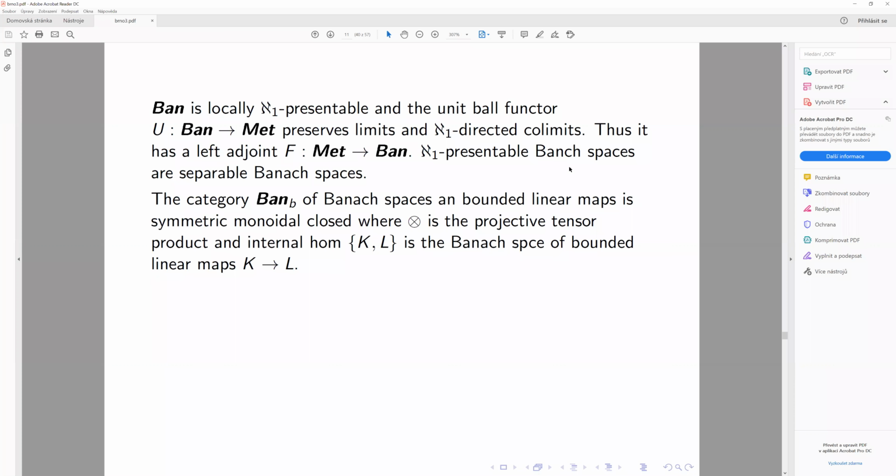But why am I mentioning that? Because this category is again symmetric monoidal closed. And the tensor is the so-called projective tensor product, well known from Banach space theory. And again, the "A" is missing here. And the internal hom is the Banach space of bounded linear maps. So this is why I mentioned this category.